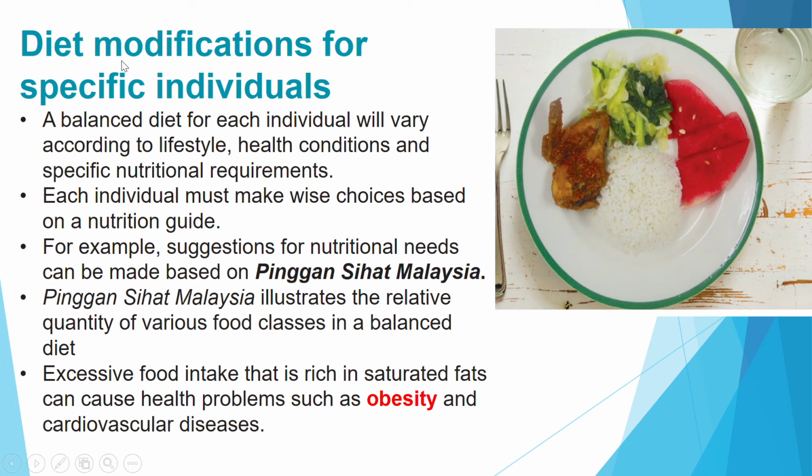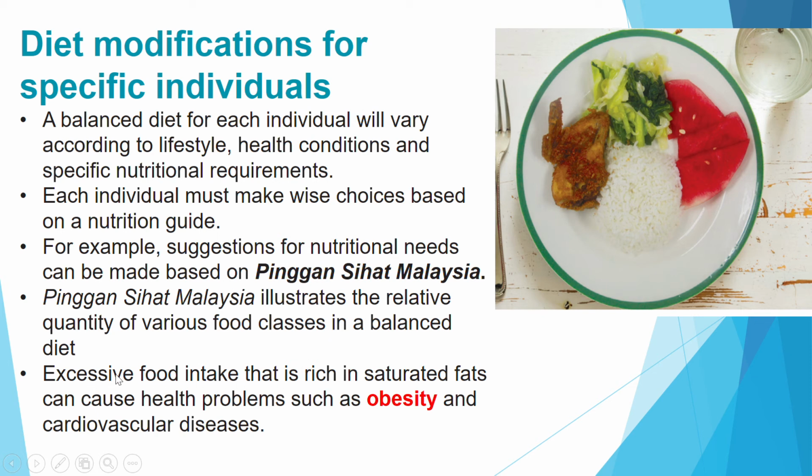So diet modifications for specific individuals, right? This one is depending on the individual itself, okay, because everyone is different. Their lifestyle, their health condition, okay, is different. So they have to make a wise choice and based on the nutrition guide, right? So this is the Pinggan Sehat Malaysia example to suggest the nutritional needs.